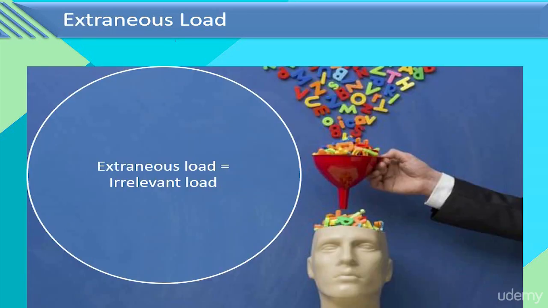The third and last type of cognitive load is the extraneous load, also known as irrelevant load. It refers to unnecessary information that wastes mental resources. Everything that distracts learners from the main objective is part of the extraneous load.